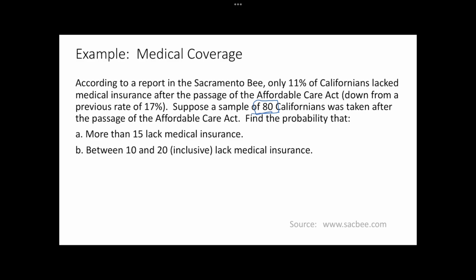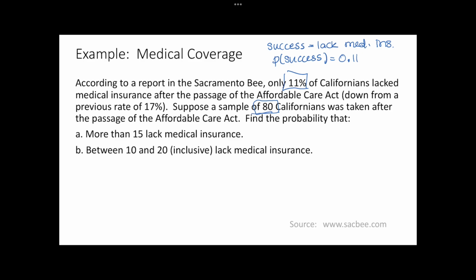Is the probability of a success the same at each trial? Yes. Our probability of success, in this case, success is going to be that they lack medical insurance, because that's what we're interested in. And the probability of success is 11% or 0.11. And finally, we want to make sure that the trials are independent, and here they are going to be independent.